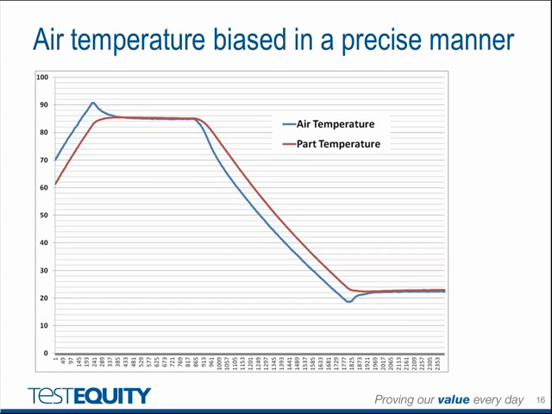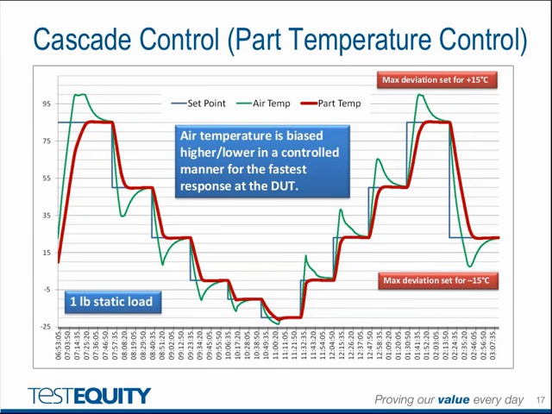This graph shows how the air temperature is controlled to overshoot or undershoot in a precise manner with Cascade Control to achieve the fastest response at the DUT. Here's a graph of the previous step test we saw a few slides ago. You can see how the air temperature is biased up to 15 degrees C higher than the DUT temperature, and the DUT reaches the desired temperature well within the 30-minute soak time.